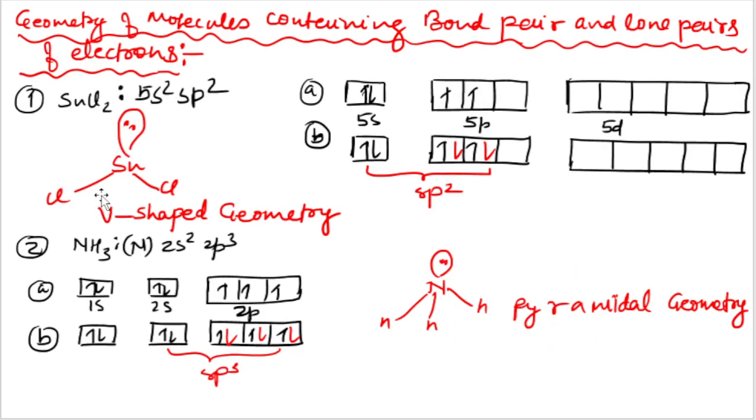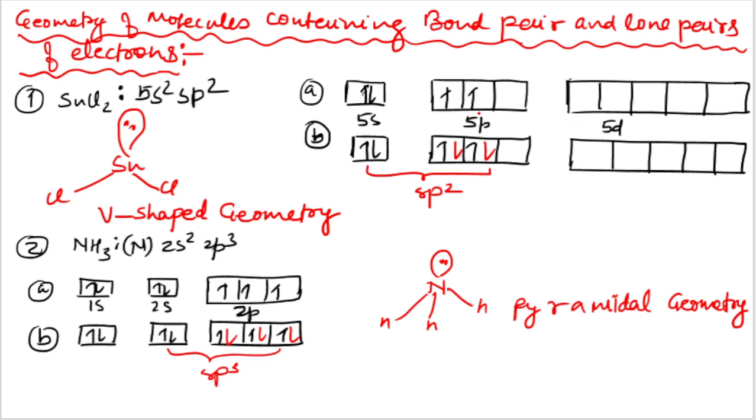So now I will discuss the geometry of compounds having bond pairs as well as lone pairs of electrons. Okay. So first I would like to start with SnCl2. So the electronic configuration is 5s2 5p2. The valence electron count is 4, because this belongs to the carbon family, group 14 of the periodic table.